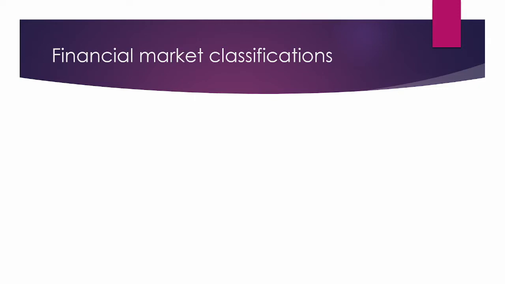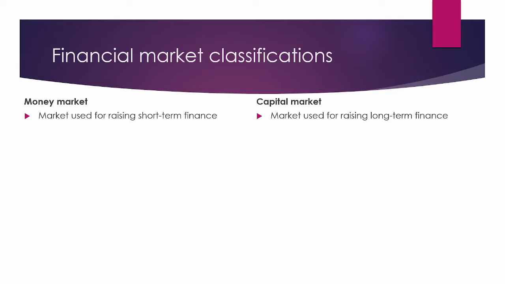Let's begin by looking at some common financial market classifications. It is important to remember that markets can often fall into more than one category. First, we have money markets. These are markets that are used for raising short-term finance. Key participants are normally the major commercial banks and large organizations.